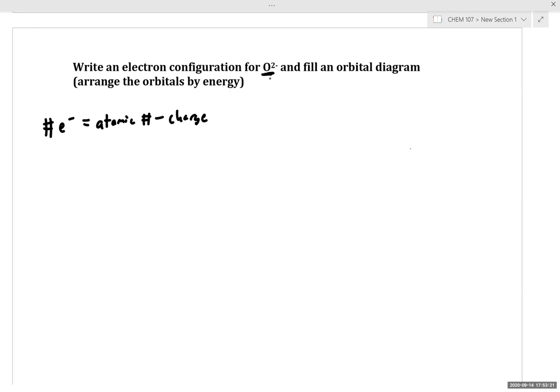Remember, we're just putting together 2 skills that you've already developed. You know how to count electrons. You're starting to develop this skill of writing orbital diagrams. Now all you have to do is put those 2 skills together.